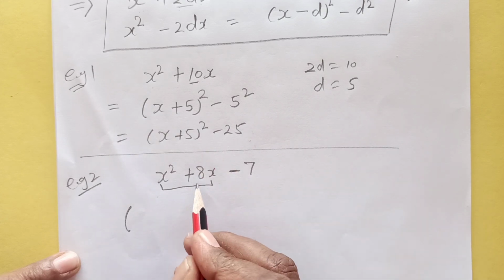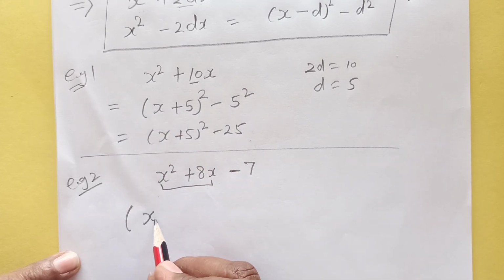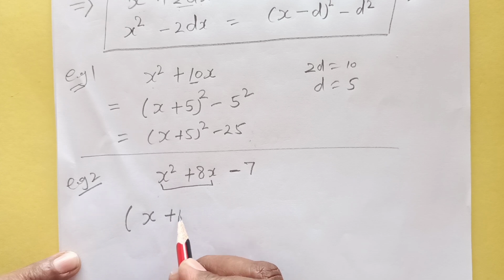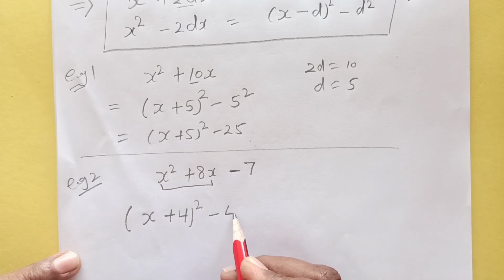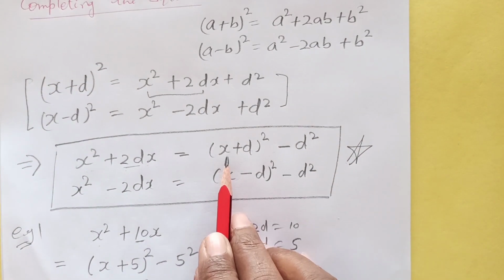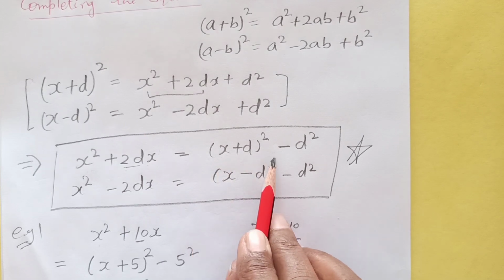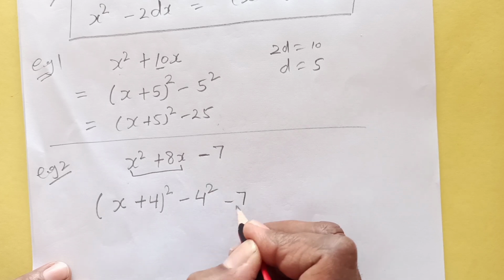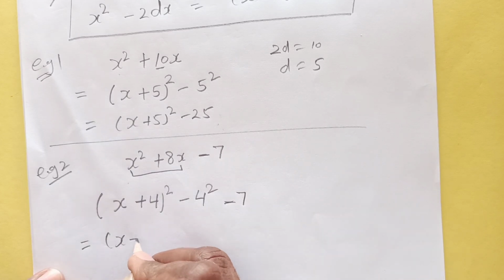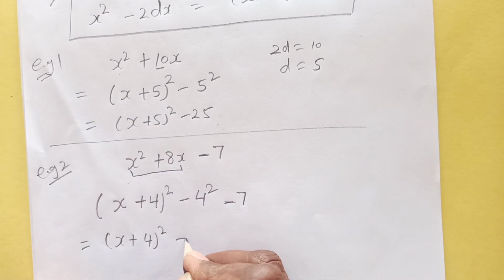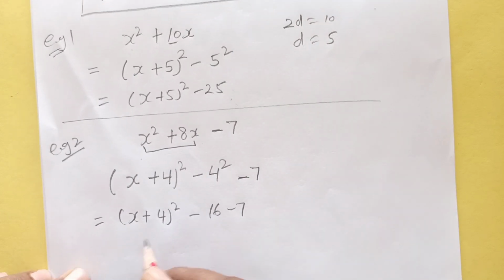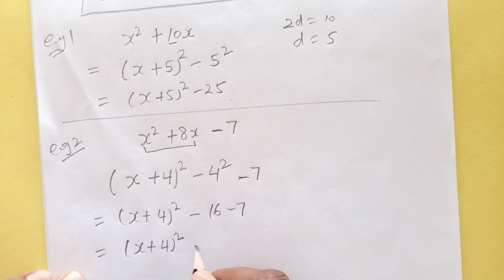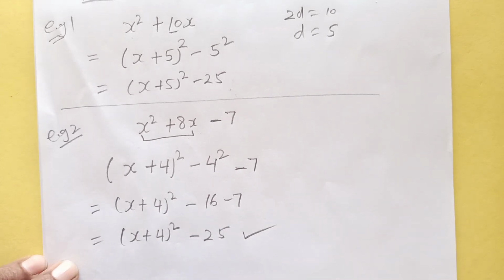As we compare, half of this is going to be 4, so this is going to be plus 4 squared minus 4 squared, using this formula again, (x plus d) whole squared minus d squared. And negative 7 is already there. So this is going to be (x plus 4) squared minus 16 minus 7. Now you just add these two. So this is going to be your final answer for that, right?